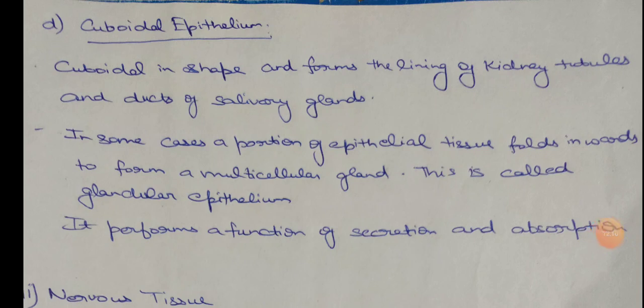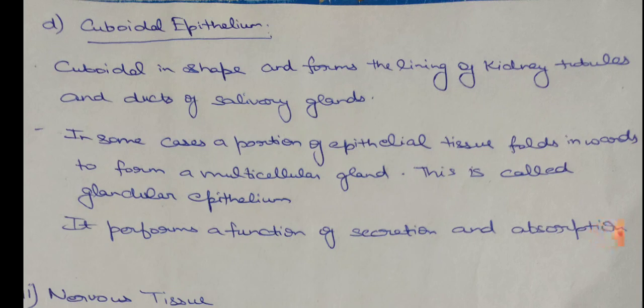Next kind of epithelium tissue is the cuboidal epithelium. Okay, till now we have discussed simple squamous epithelium, stratified squamous epithelium, and columnar epithelium. Now, cuboidal in shape, as the name suggests, they will be cuboidal in shape and form the lining of kidney tubules and ducts of salivary glands. They are present in the ducts of salivary glands, and the kidney tubules are tubules present inside the kidneys.